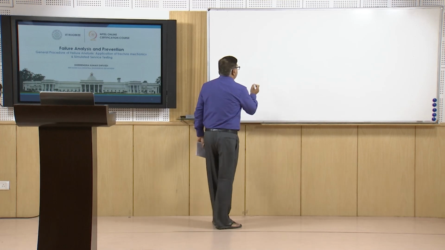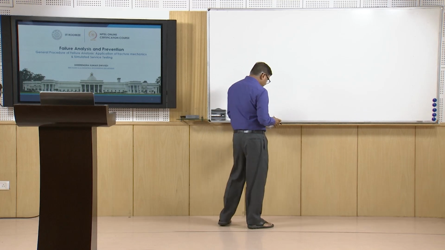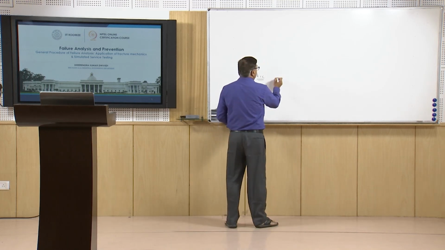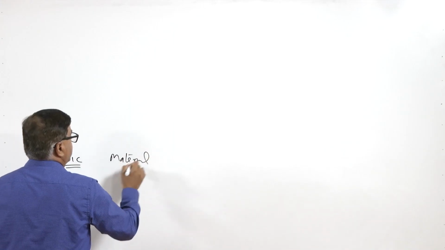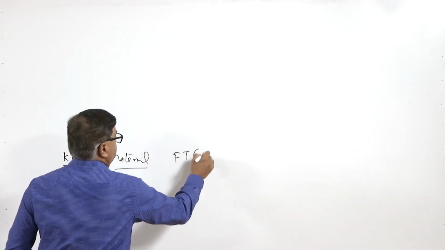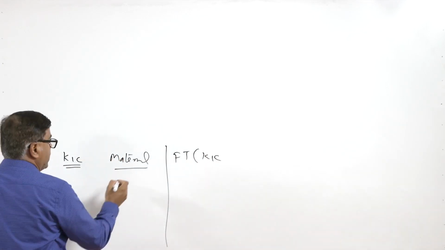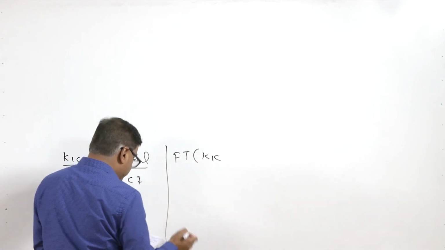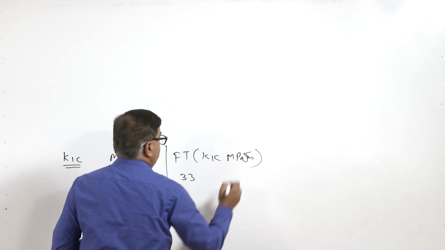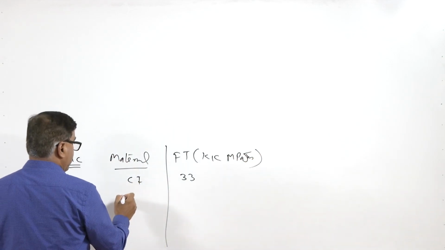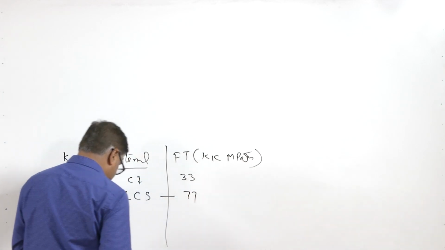But this is for the material of the given K1C value. Different materials offer different values of K1C. If we write the material on one side and the fracture toughness in terms of K1C, then that comes out to be different values. Cast iron is very hard and brittle, so it offers a lower fracture toughness, that is 33, and low carbon steel offers a fracture toughness of 77 units.